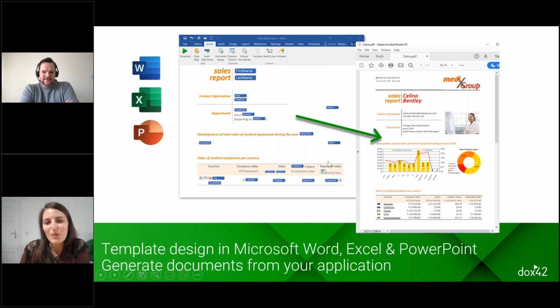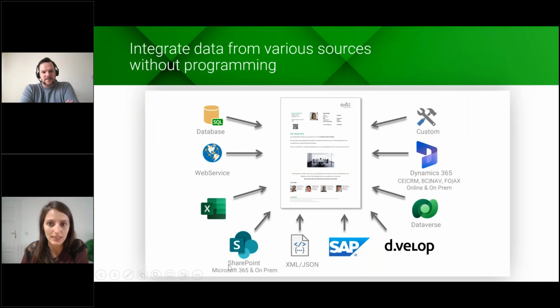And of course, what's the heart of every dox42 document are the data sources in the background. So today we are focusing on integrating data from Dynamics 365, so Dynamics CE, and also from SharePoint. But of course, you can also integrate data from any other system. When I speak of Dynamics CE, I'm also speaking of Dataverse. You could also integrate data from FO. It could be even databases, web services, XML, JSON. All of that can be integrated without programming, and you just drag and drop the data fields into the document.